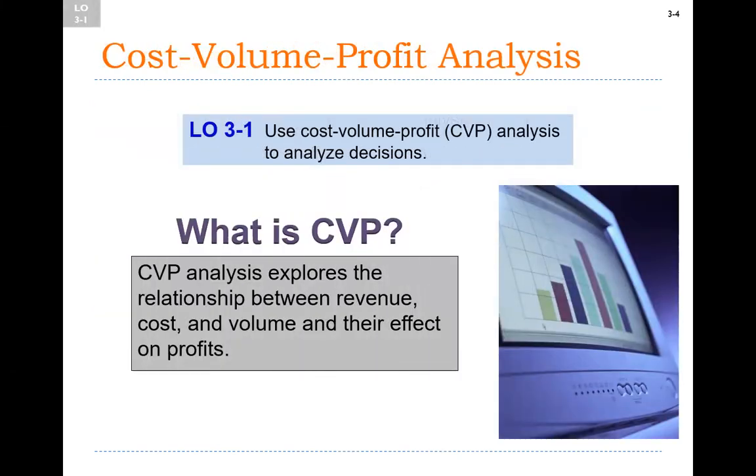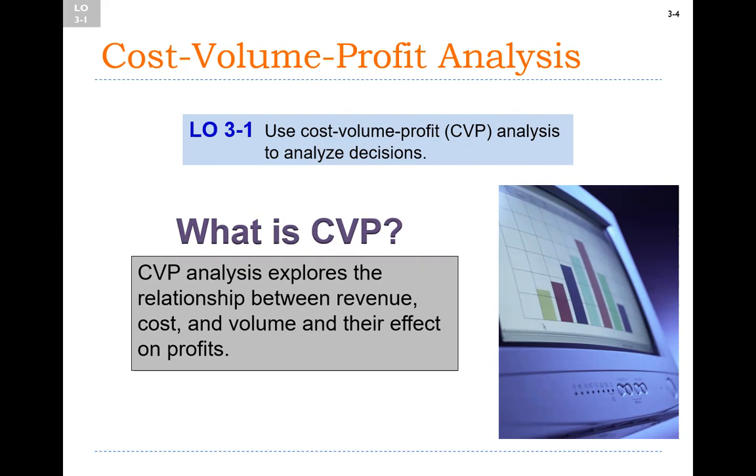So cost volume profit analysis is the same concept that you learned in accounting 2, where we're looking at break even. We're looking at things like margin of safety. How many units do we need to sell in order to make a certain amount of profit? How many units do we need to sell to at least cover all of our costs? So cost volume profit analysis is just an analysis that looks at the relationships between revenues, all of our costs, and the number of units that we sell and the impact those relationships will have on profits.